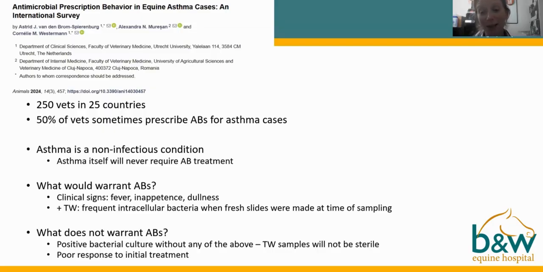At the risk of telling you something you definitely all know, asthma is a non-infectious condition. So the asthma itself definitely never requires antibiotic treatment. Do they get secondary infection? Yeah, of course, it's possible. It definitely happens in people. It happens in horses. Does it happen often? I don't think so.